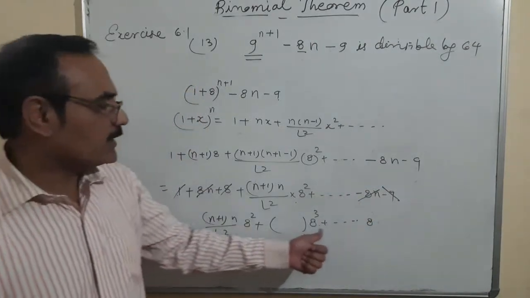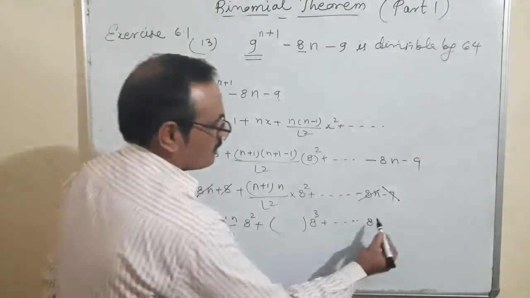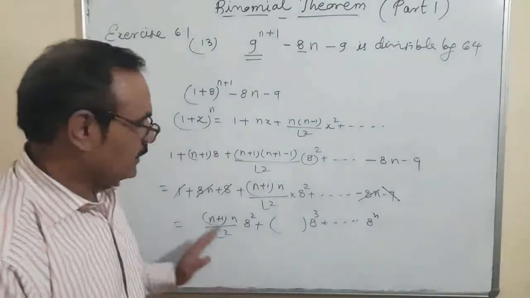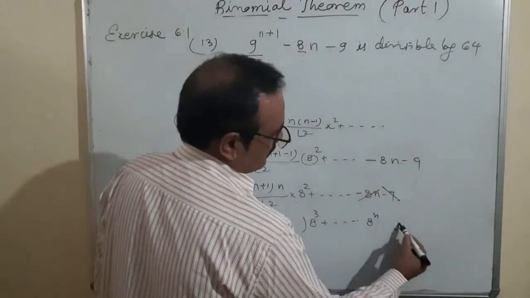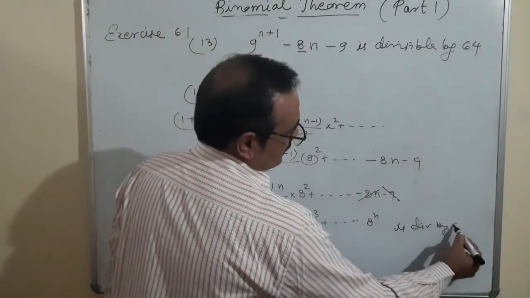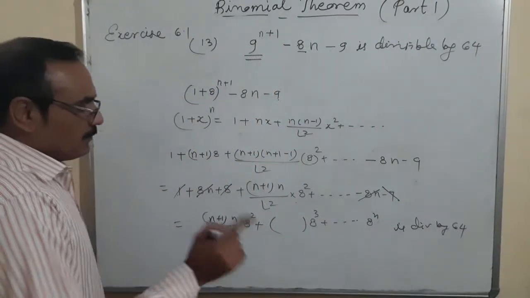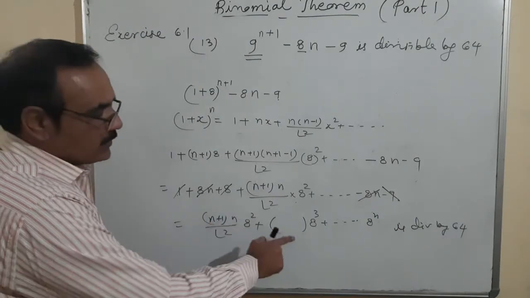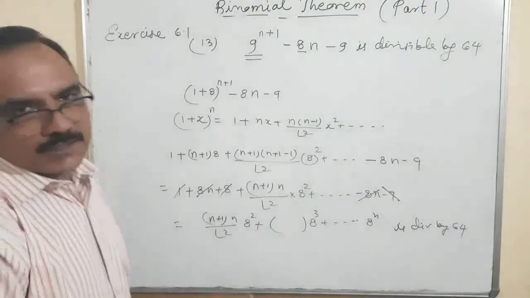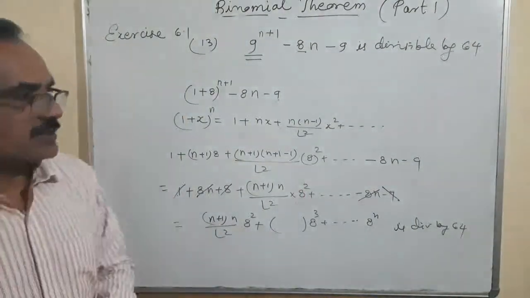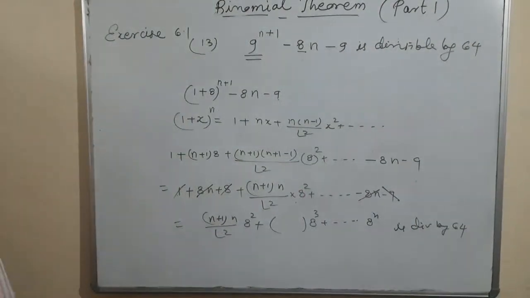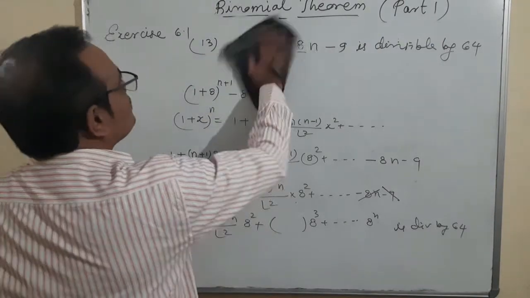And then 8², 8³ are coming, what does it mean? All these terms are divisible by 64, because minimum 8² is coming and then 8³, 8⁴. So 64 must be in all the terms. Therefore, this entire term is divisible by 64. So that is one very interesting question.